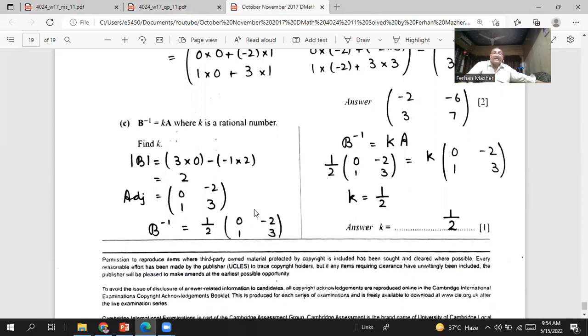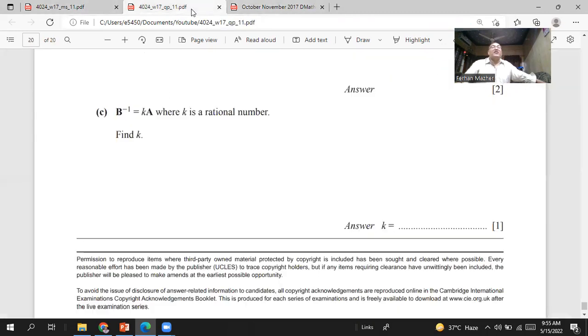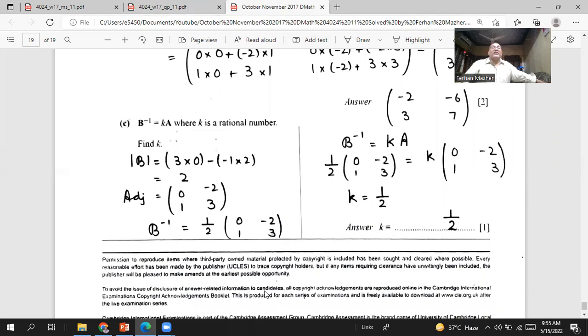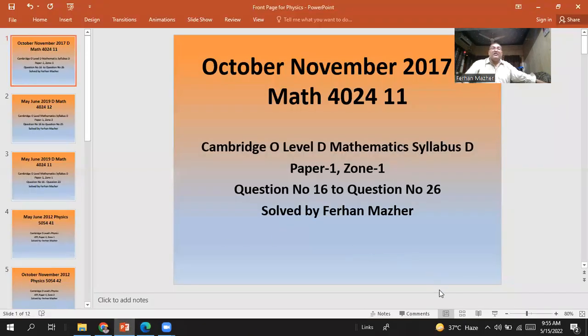If you look at this carefully, this is actually matrix A. So it means B inverse is equal to 1 by 2 of this, which is A basically. So K is 1 by 2. This is A, so B inverse is equal to K times A, so K will be 1 by 2. So 1 by 2 is the right answer, sir. Okay, so our answers are right. So we are done with this paper. This was the last question of this paper.